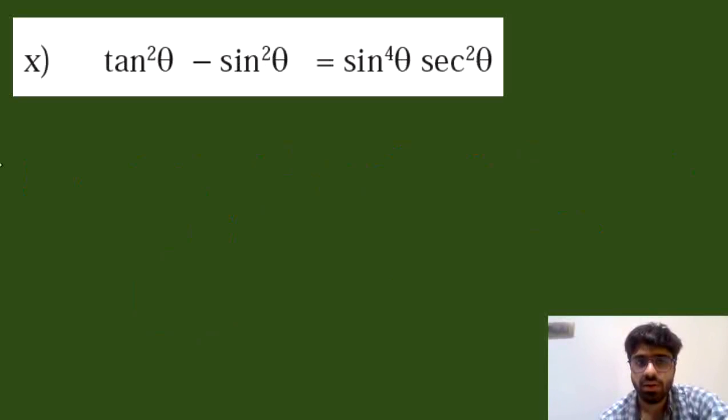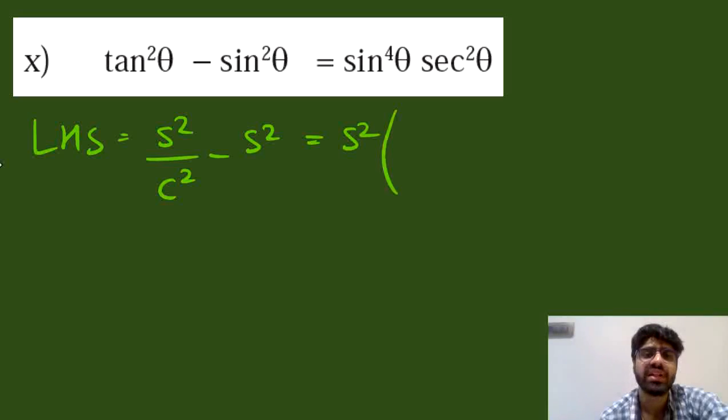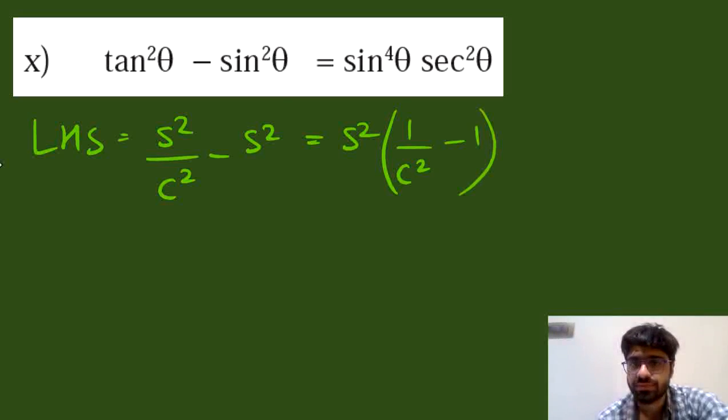The 10th one, okay, on the left hand side you have tan square theta minus sine square theta. Let's write it as sine square theta upon cos square theta minus sine square theta. Pull out a sine square theta common, it will be 1 upon cos square theta minus 1. And okay, 1 upon cos square theta would be like sec square theta minus 1. And then sec square theta minus 1 is tan square theta.